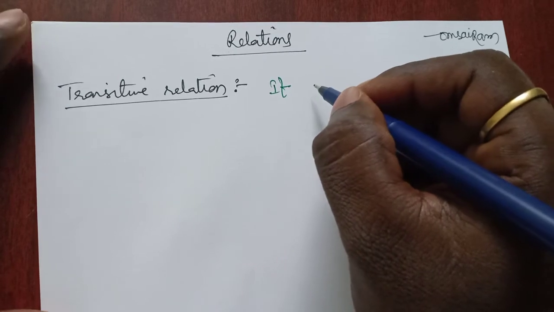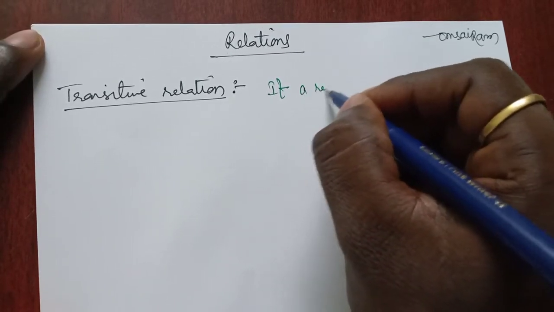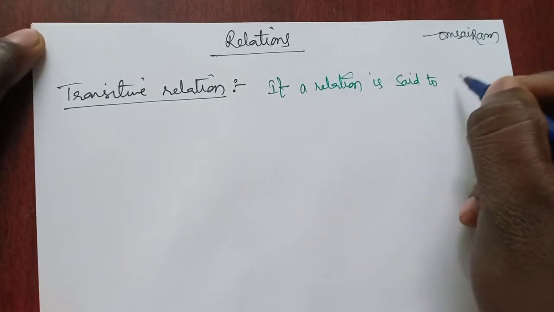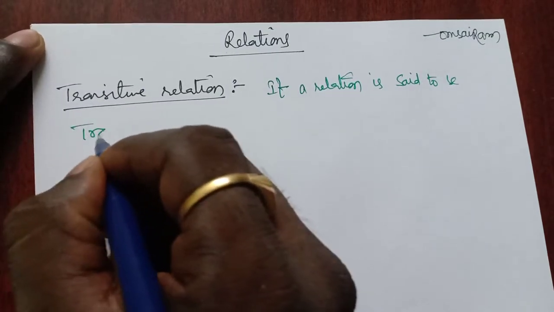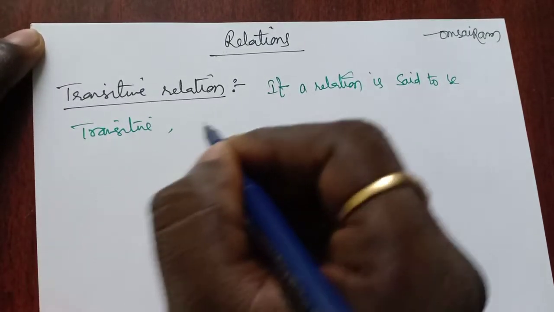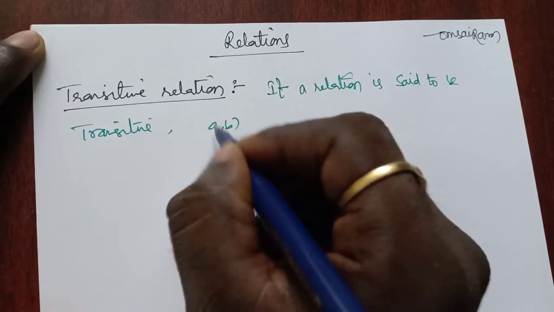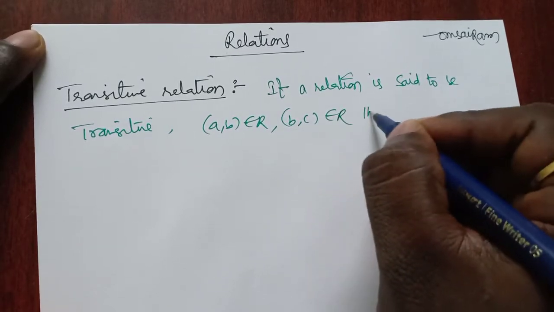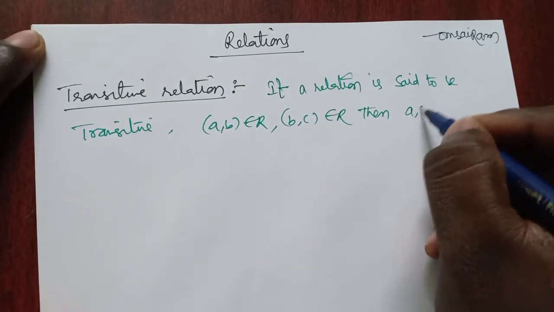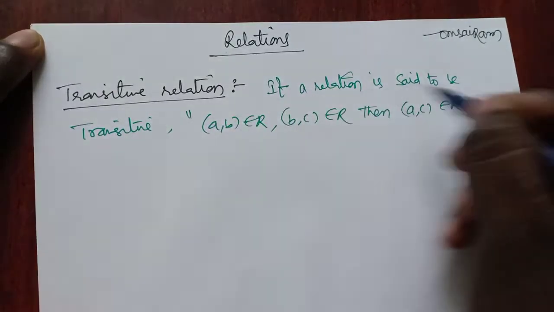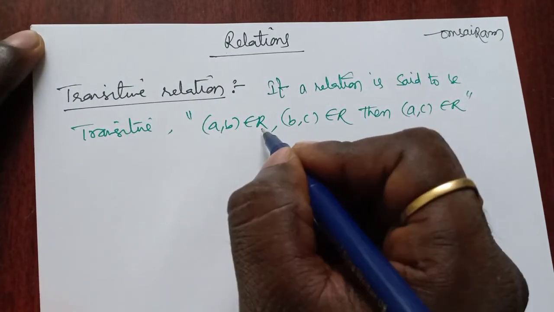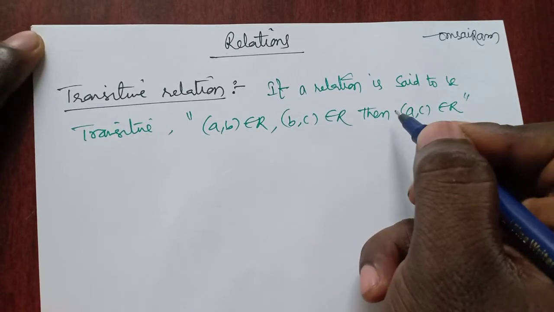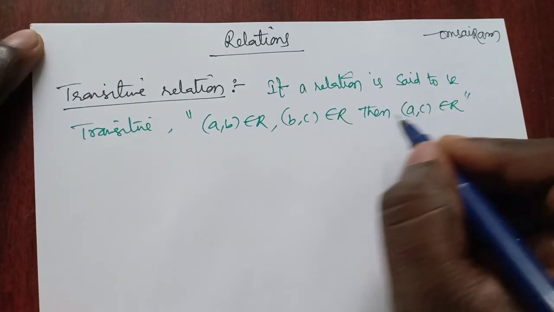A relation is said to be a transitive relation if (a, b) belongs to R and (b, c) belongs to R, then the relation must have (a, c). So this is very important. If (a, b) belongs to R and (b, c) is also present in the relation, then that relation must have (a, c) also.